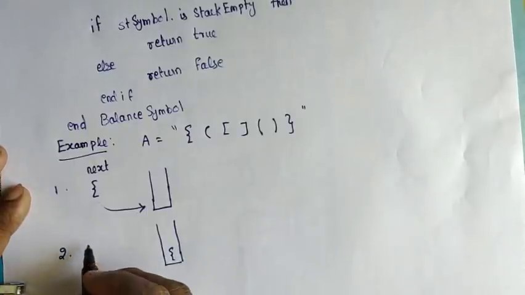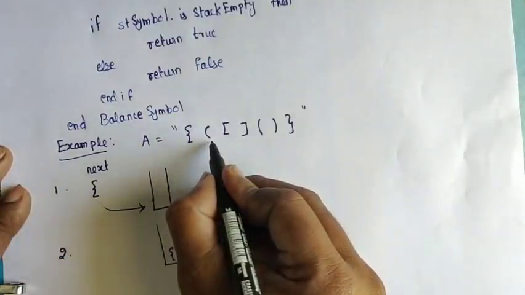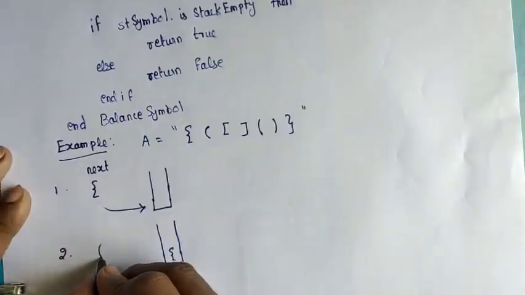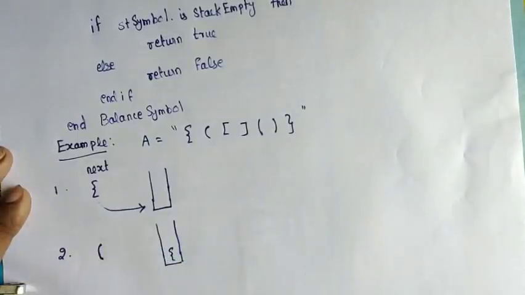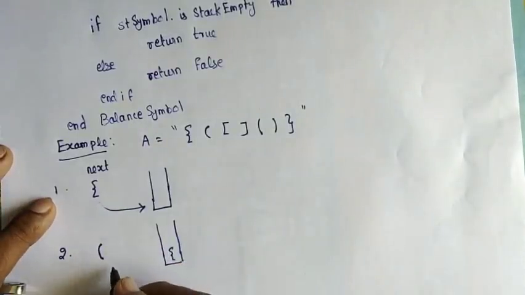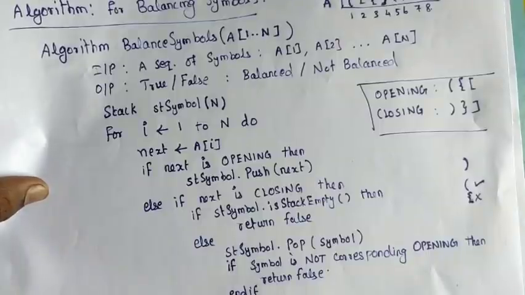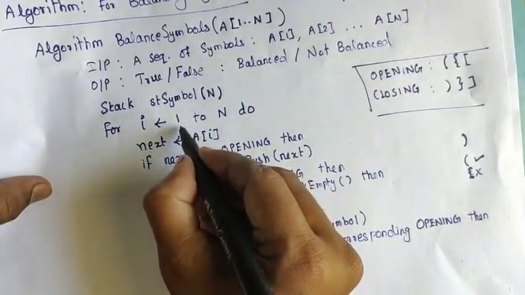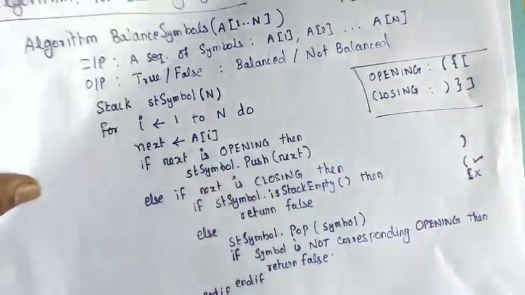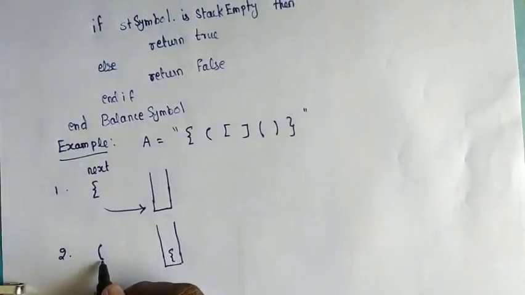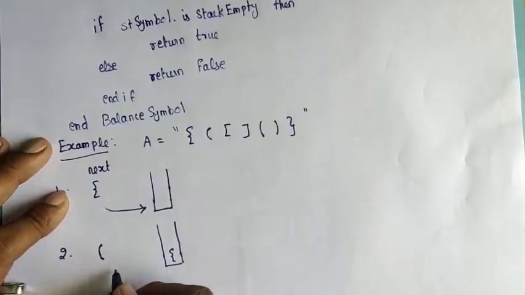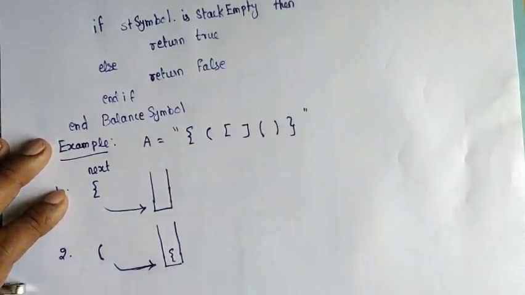Then I need to process the next input character. The next input character is a bracket, and again it is an opening. Again, if it is an opening, after pushing it into the stack, the else part will not get executed, it will go to the next character. So it will read the next character. The next character is again an opening symbol, so this also needs to be pushed into the stack.